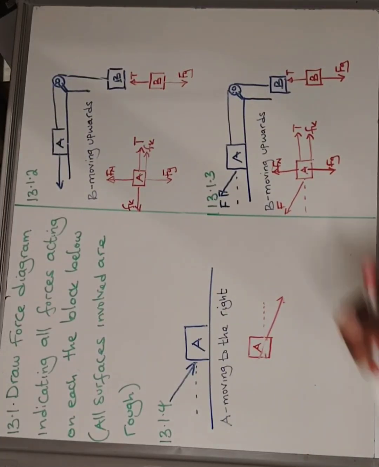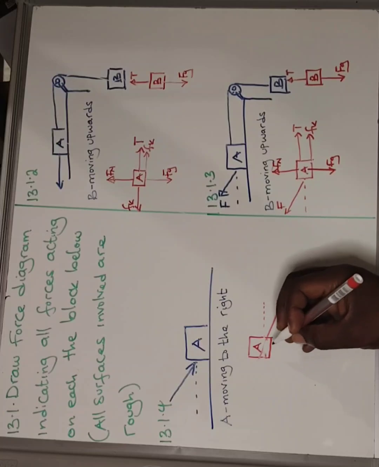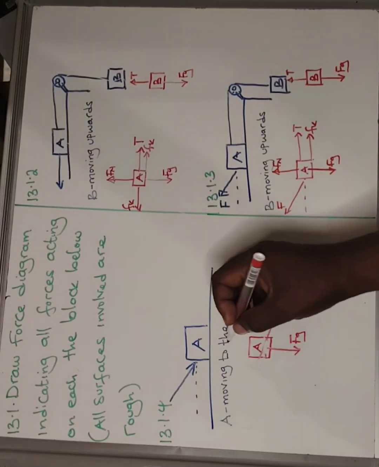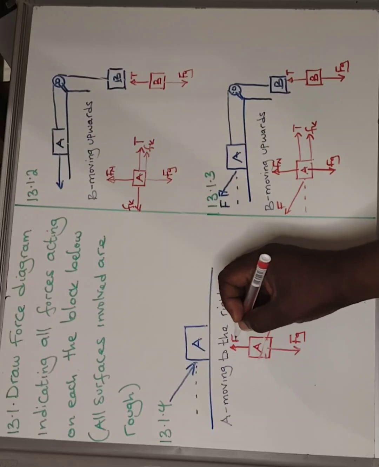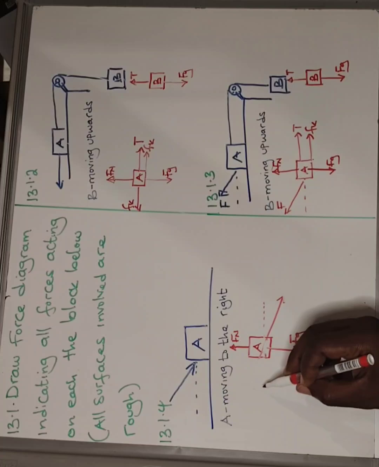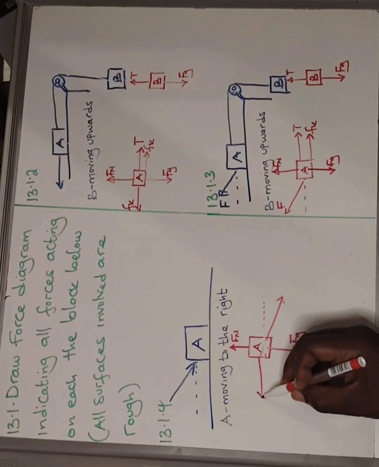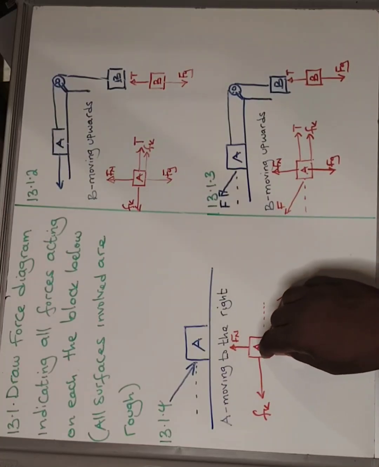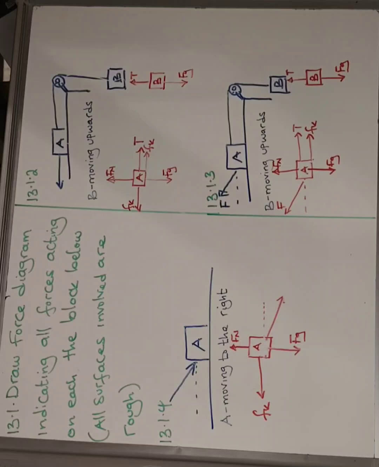From there, you indicate the other forces we know. The weight is always acting vertically downwards. The body is sitting on the ground, so there is normal force. And the body is moving to the right, so there is friction force acting on the block. So what you see are the forces which are acting on body A.